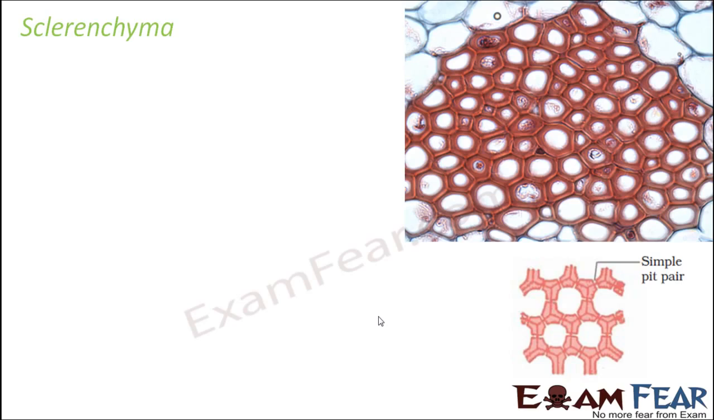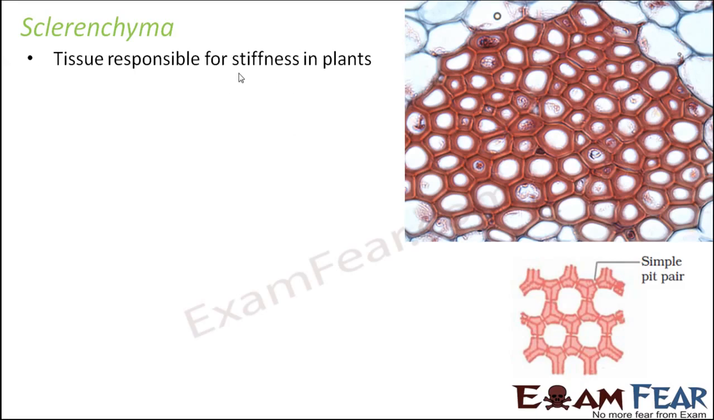Parenchyma is primarily used for food storage, water storage and all those things, because there are intercellular spaces. So the tissue is not that strong as such. But collenchyma, being with lesser intercellular space, is strong enough, and therefore it provides support and flexibility to the plant. Now we will talk about sclerenchyma. So this tissue is responsible for stiffness in plants. So this is going to be the most stiff tissue out of parenchyma, collenchyma and sclerenchyma.